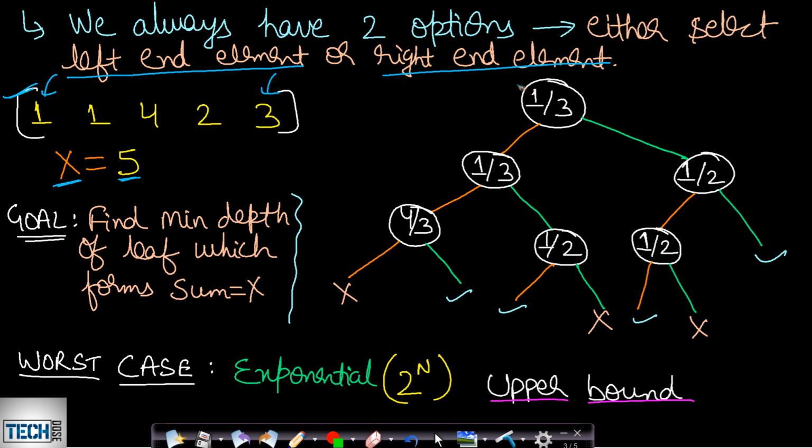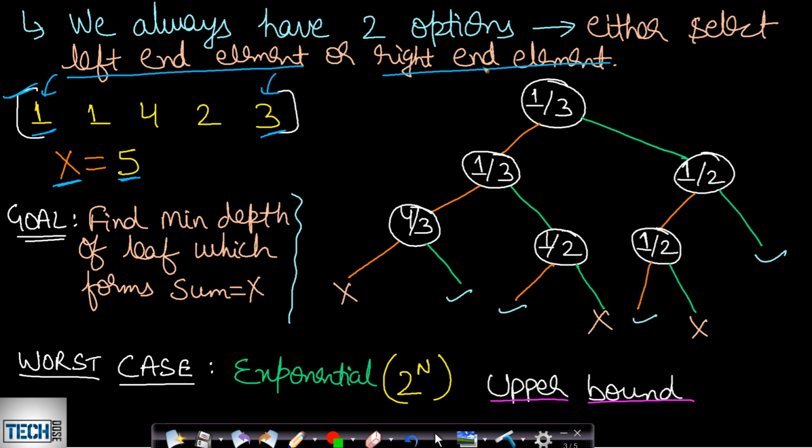We can solve it easily by using recursion, either by selecting the left end or by selecting the right end. We will be trying out both these possibilities, and then we will be returning the minimum of either the left part or the right part. Okay. So if you are not able to understand it, then stick with this video, and at the end of the video you will be fully able to understand what I am telling.